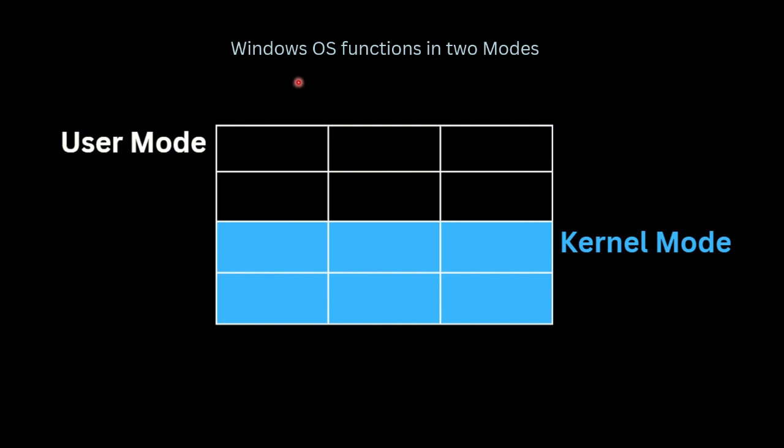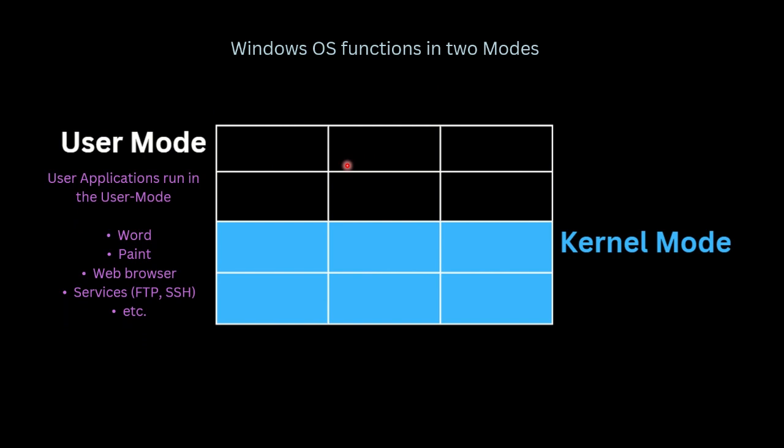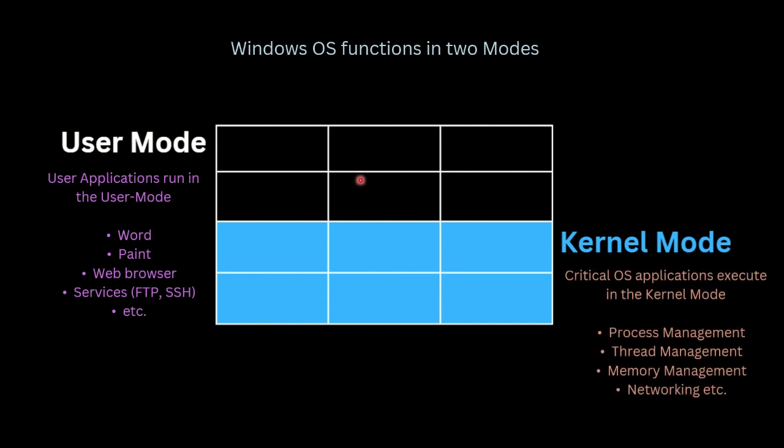So the Windows OS functions in these two modes. User mode is whatever you see, whatever applications you run: Word, Paint, browser, this video that you're watching, all this is going on in user mode. All the services, FTP, SSH, HTTP, all that you are using is running in the user mode. In the kernel mode, all the backend working is happening. That means the process management, the thread management, memory management, how much memory to give to the application, how many workers, how many threads to assign, all this is happening in the backend, in the kernel mode.